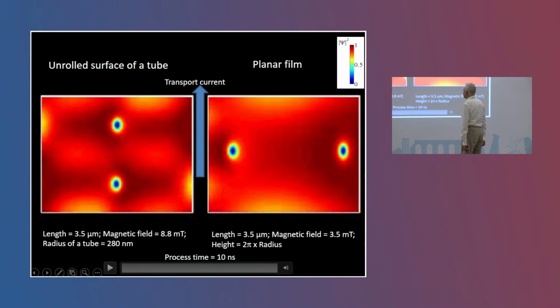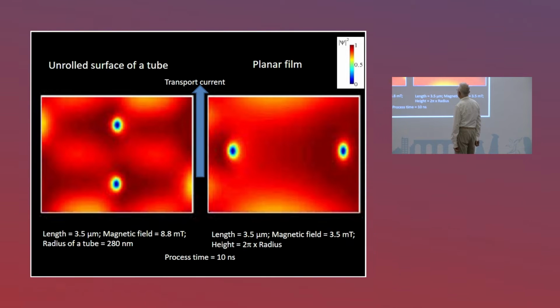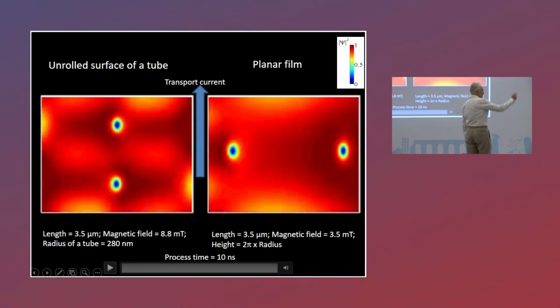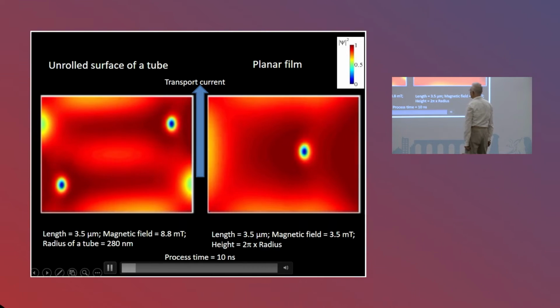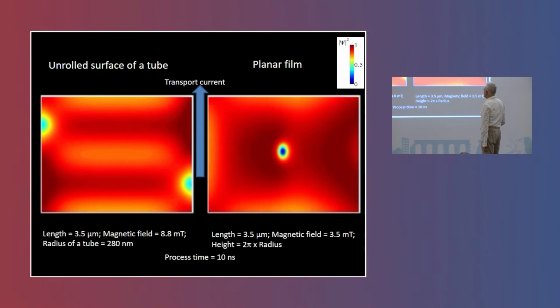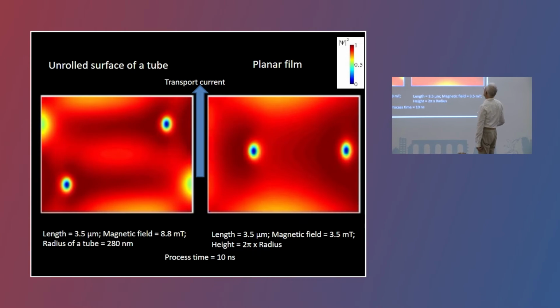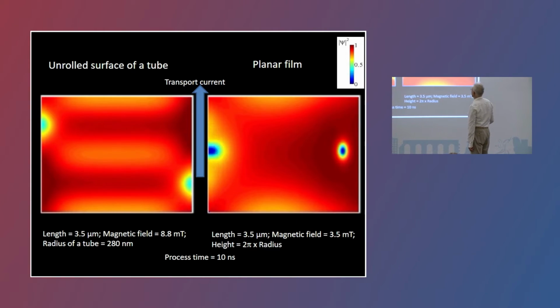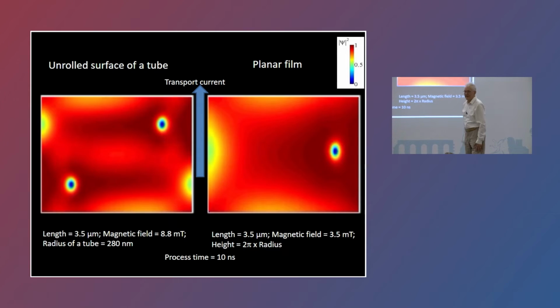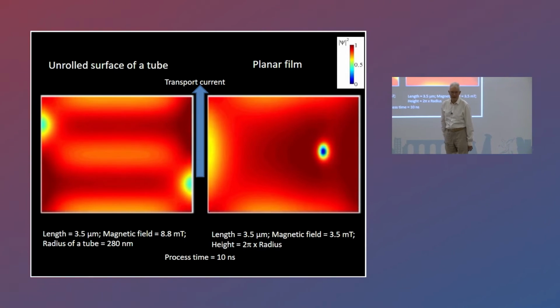And this is an example of what we obtained. On the right-hand side, we have two vortices in a planar field, and on the left-hand side, we have two vortices in the tube. This is the surface of the tube. Can you push on now? Yes, this is very important. In a planar structure, the vortices move as governed by the Magnus force.